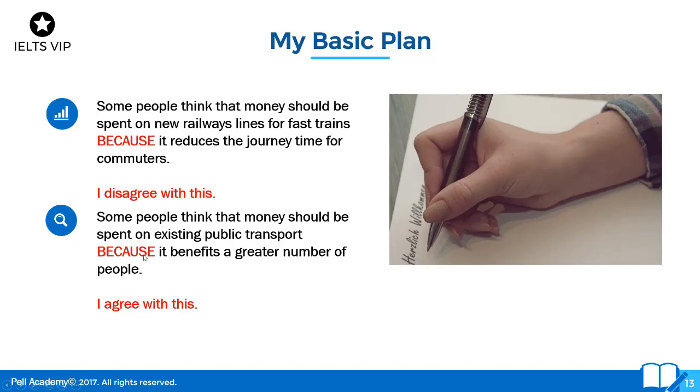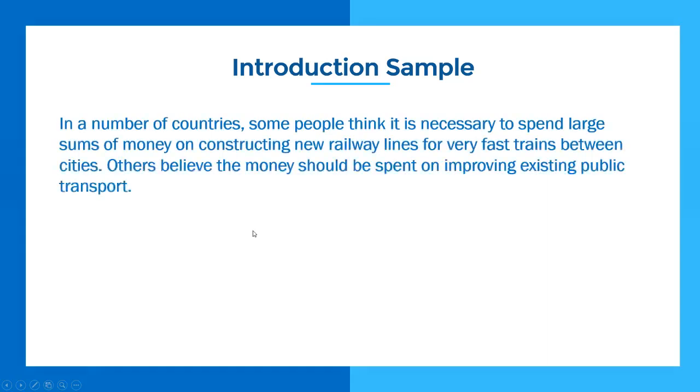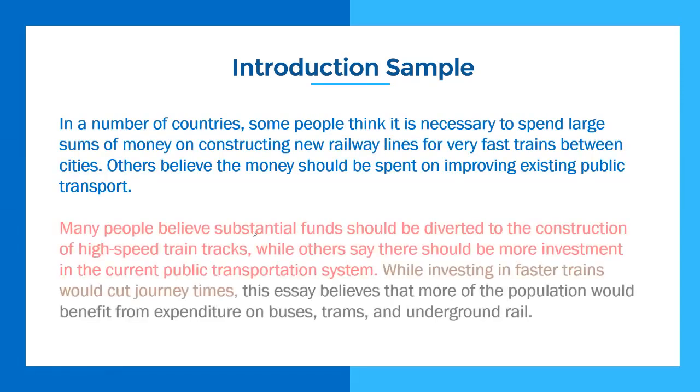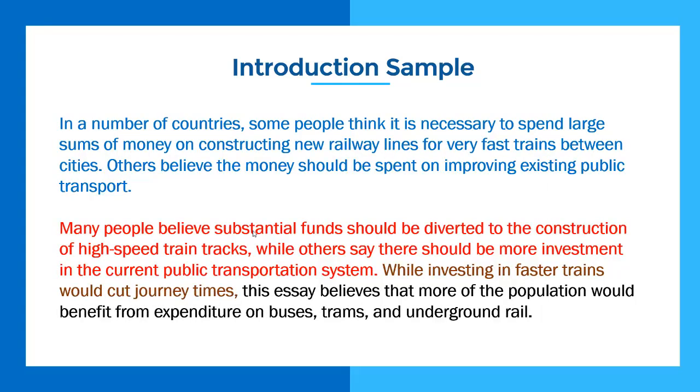I've discussed one side, I've discussed the other side, and I've given my opinion. So this is just a plan. Let's look at what this looks like in a real sample introduction. So here's the question, and here's my introduction. Many people believe substantial funds should be diverted to the construction of high-speed train tracks, while others say there should be more investment in the current public transportation system. While investing in faster trains would cut journey times, this essay believes that more of the population would benefit from expenditure on buses, trams, and underground rail.